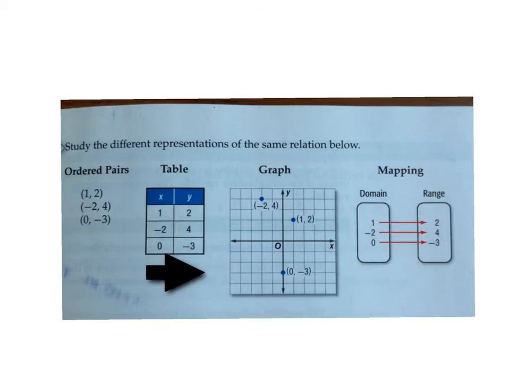Then they simply drew an arrow from the x coordinate to the y coordinate. So from 1 to 2 the arrow is drawn, -2 to 4 the arrow is drawn, and 0 to -3 the arrow is drawn. Make sure that you are drawing that arrow, because if you don't draw the arrow, the mapping is incomplete.